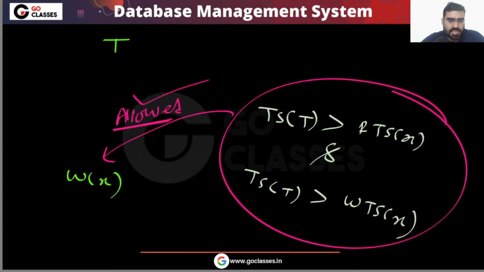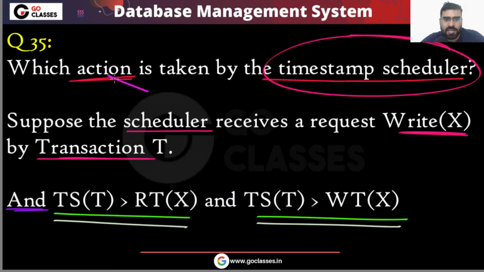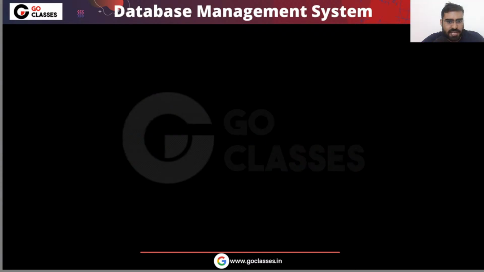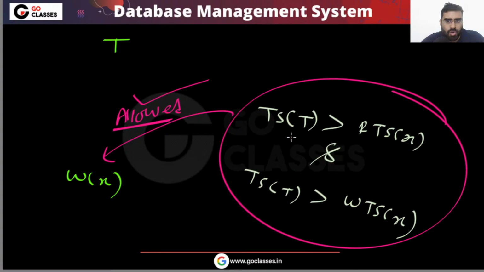So what action will be taken? The action will be allowed. This allowed action will be taken. Very simple, because already everything is perfect. There is no problem. So it will be allowed.